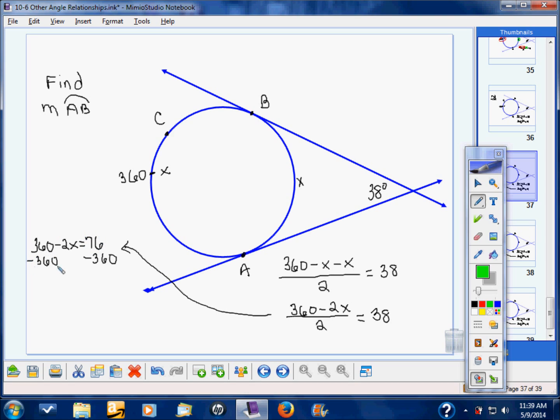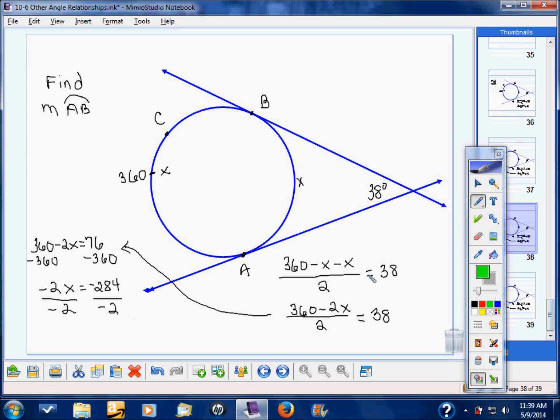And then the next step is to subtract 360. So we subtract 360 and get negative 284. Then divide by 2. And you finally come up with your answer. It's nice that you have negative divided by negative because we're expecting a positive answer. And we get 142 degrees that way.